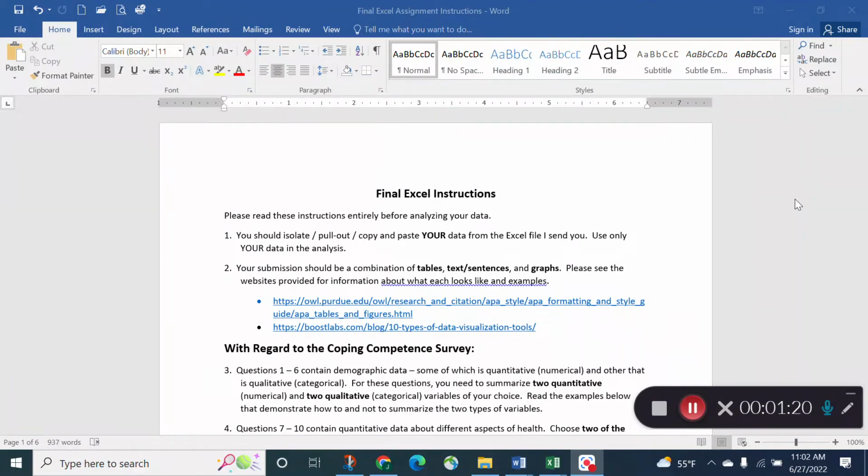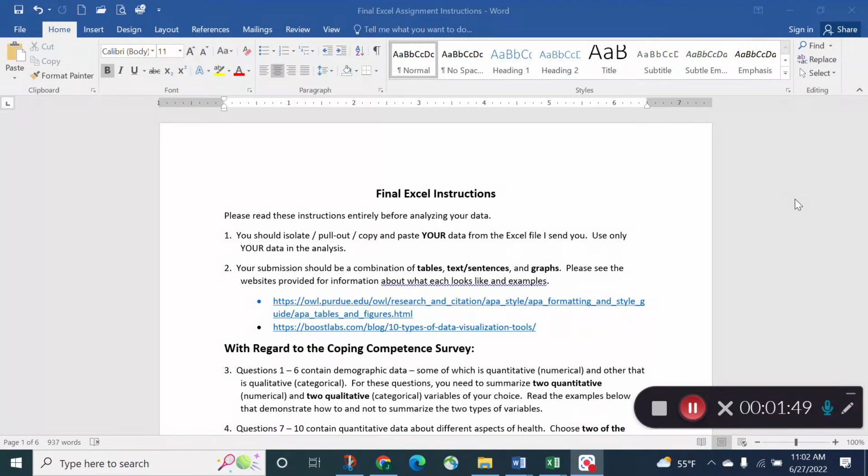What you submit to me will need to be a Word document where you summarize your data in tables, text/sentences, or graphically. Those are the three ways that you typically see data analyzed and summarized, and we're going to have you use all three of those throughout this whole exercise.